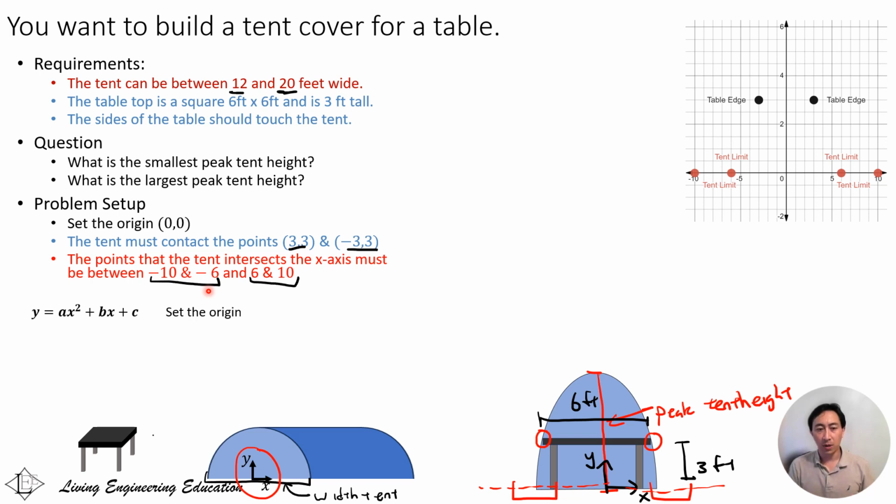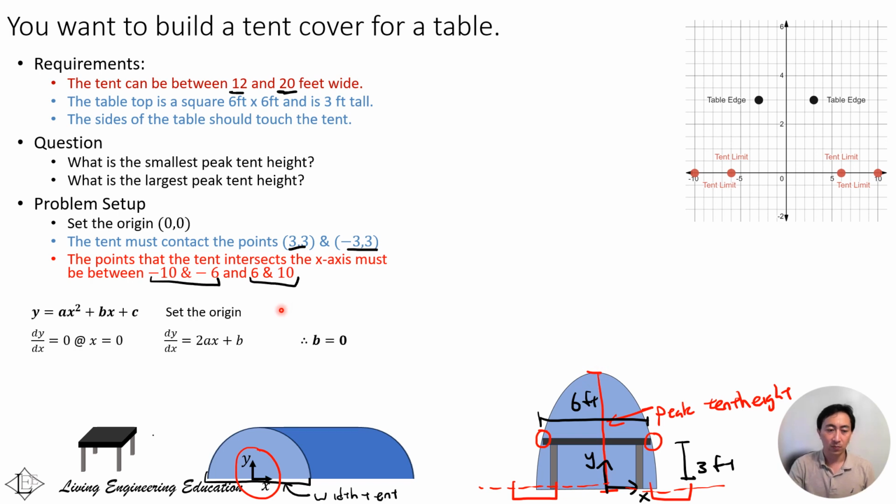So we start by looking at the quadratic equation. We make sure that the origin is set. It's set here and set in the graph here. So we're all good there. We recognize that there is symmetry, so I know that the peak point is on the y-axis.